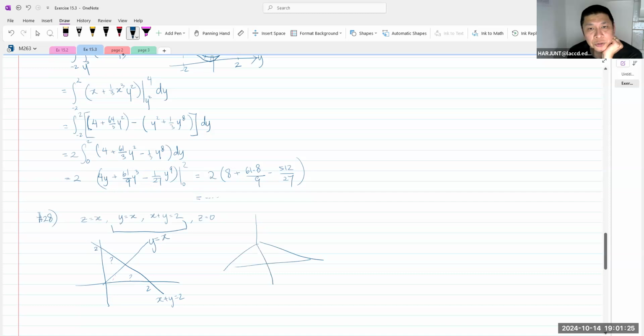So I have the issue here. If this is the z-axis, this is the x-axis, and this is the y-axis, the plane will come up this way. Oh, yeah, then it will be this part. It will be this part.